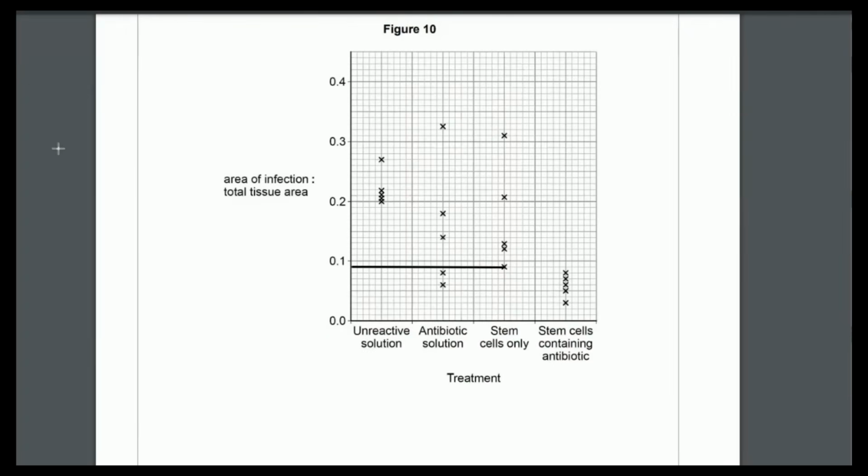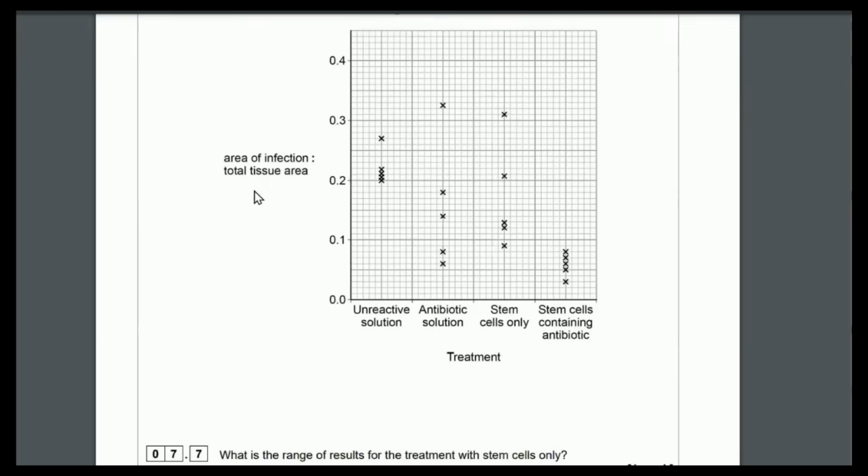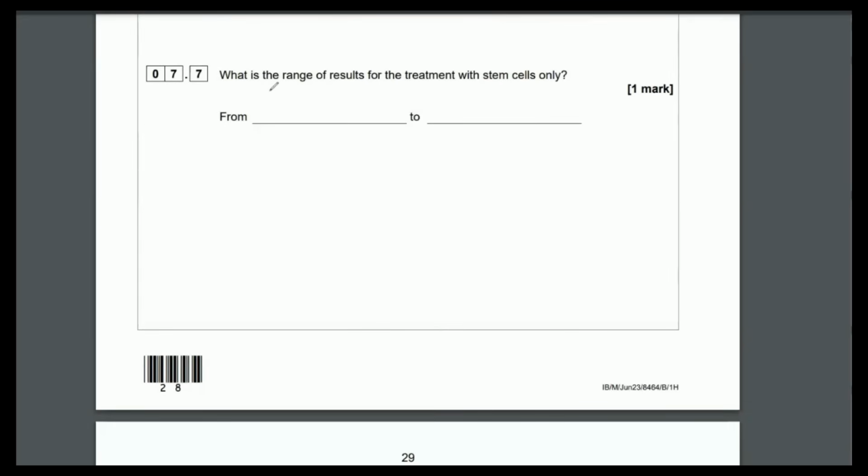What is the range of results for the treatment with stem cells only? So on the x-axis, we find stem cells only, and draw a line across to the y-axis. Their first result was at 0.09, and their last result with stem cells only was at 0.31. So the range is from 0.09 to 0.31, and that's what you have to write. You don't need to take one from the other and quote the difference. So it's just 0.09 to 0.31.